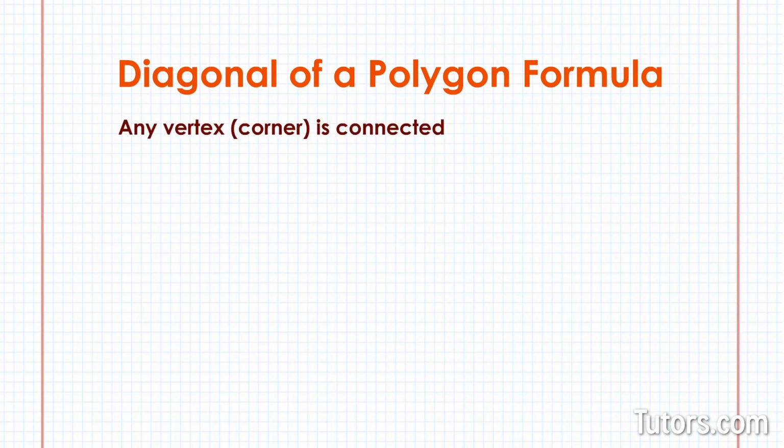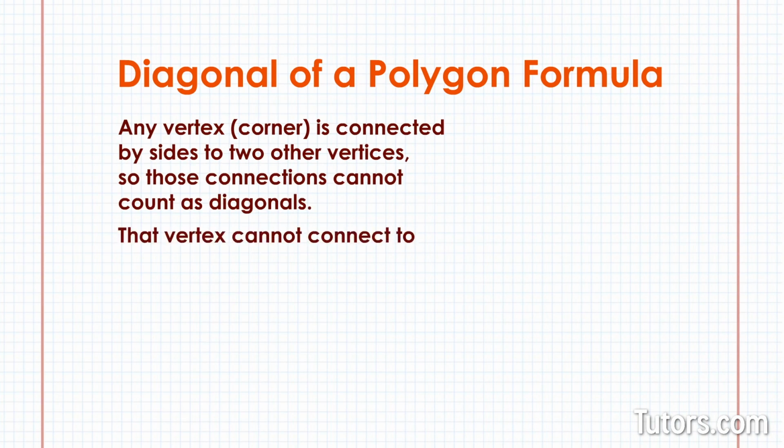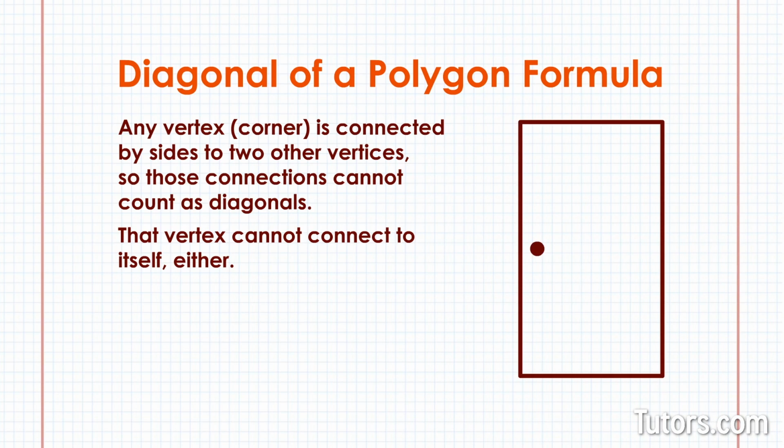Remember that any vertex, corner, is connected by sides to 2 other vertices, so those connections cannot count as diagonals. That vertex cannot connect to itself either. So for n sides, we will immediately reduce the possible number of diagonals by 3. We also do not want to count the same diagonal twice. Our door, for example, only has 2 diagonals. You do not count going from the top hinge to the bottom opposite and back again. You will have to divide any answer by 2.